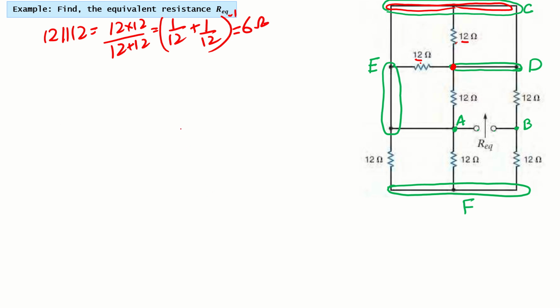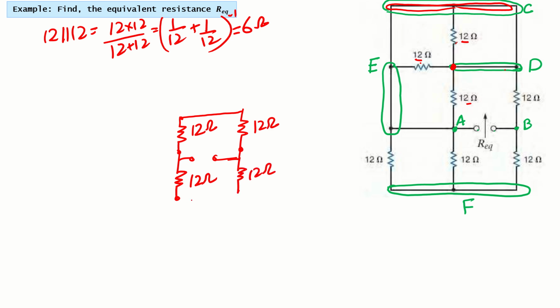So let's redraw our circuit. We have this 12 ohm here, this is this line, and then I have this 12 ohm here. This is where we need to find our equivalent. I have this 12 ohm here, and this 12 ohm here. This is all connected at the same line. Then I have this one here, and a straight line here. So this 12 and this 12 become parallel, so the parallel becomes 6 ohm.